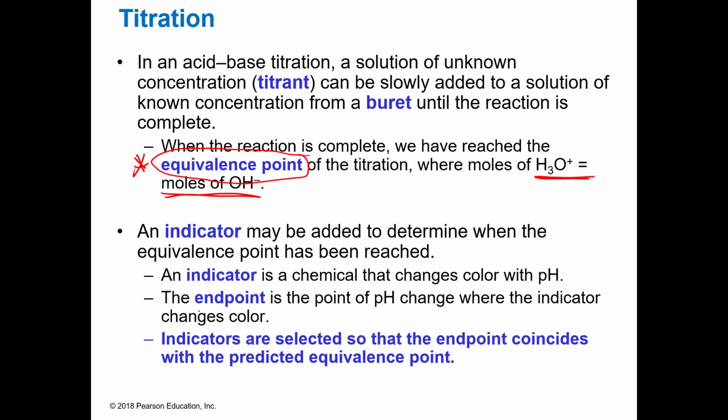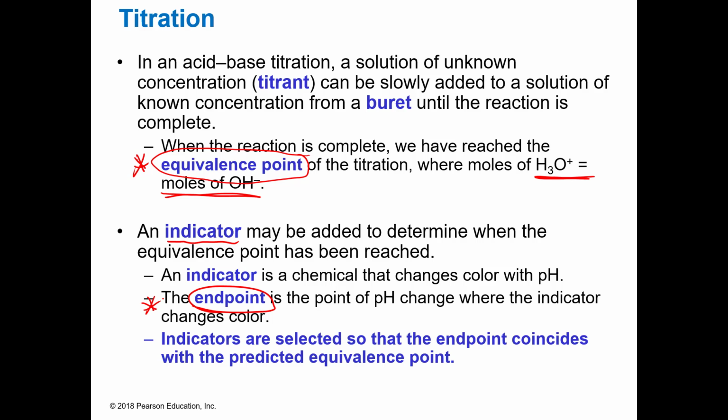There's another thing called an endpoint. An endpoint is where you see the change, and what we use to show us those are called indicators. Usually they're color indicators, and the color indicator changes color when the pH changes. It'll be one color at a low pH, and then at whatever the pH range is for that particular indicator, it will change colors, and you say, oh, that's it. That's the endpoint. The endpoint is where you see the color change.